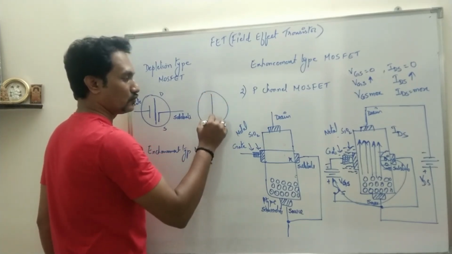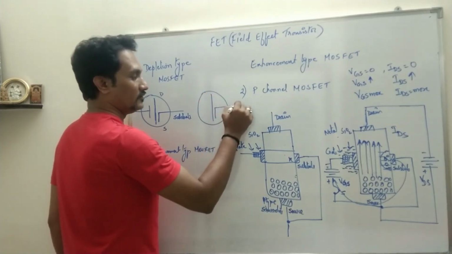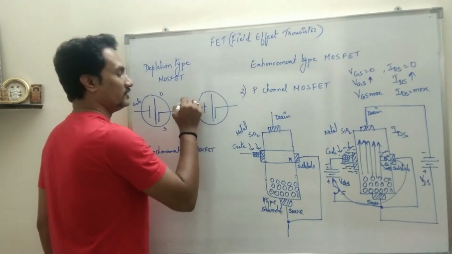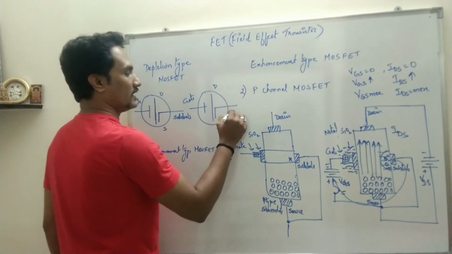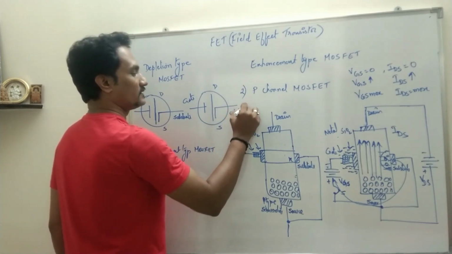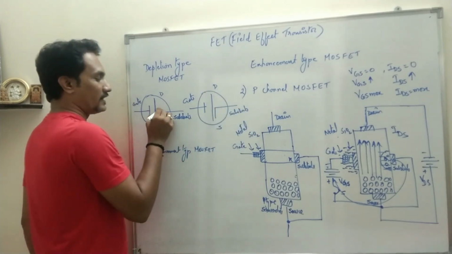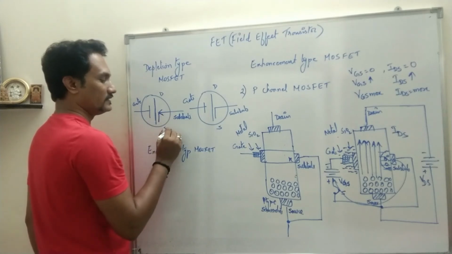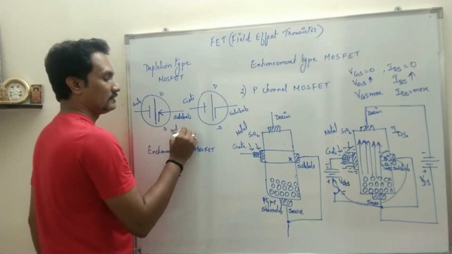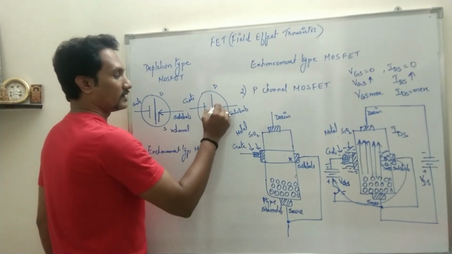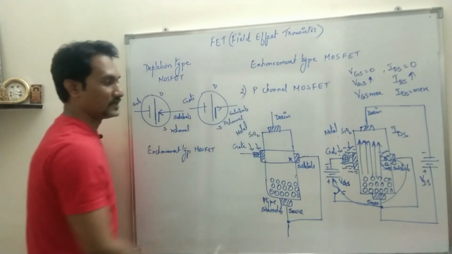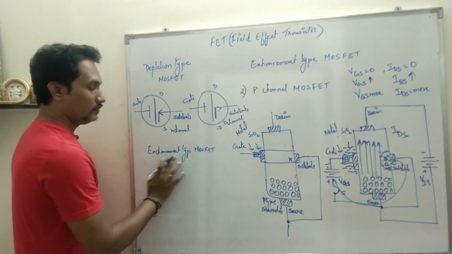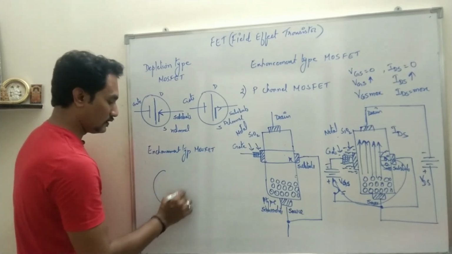Okay, drain to source, single line, then you have the substrate, and then you have the gate, drain, source, and this is substrate. Okay, so if the arrow mark is inward, it is N channel, and if the arrow mark is outward, it is P channel.